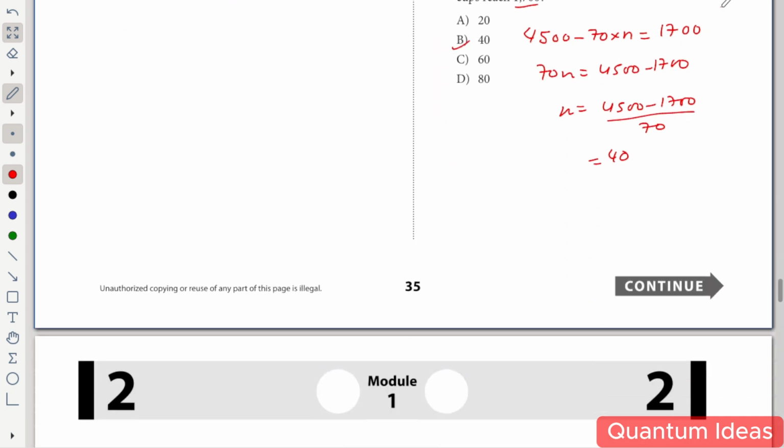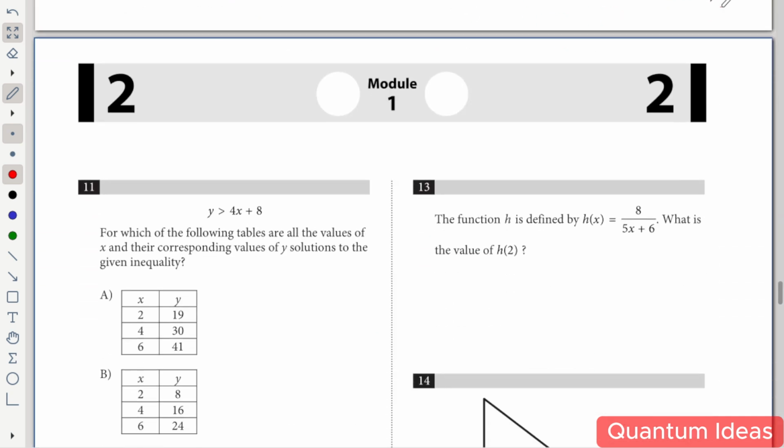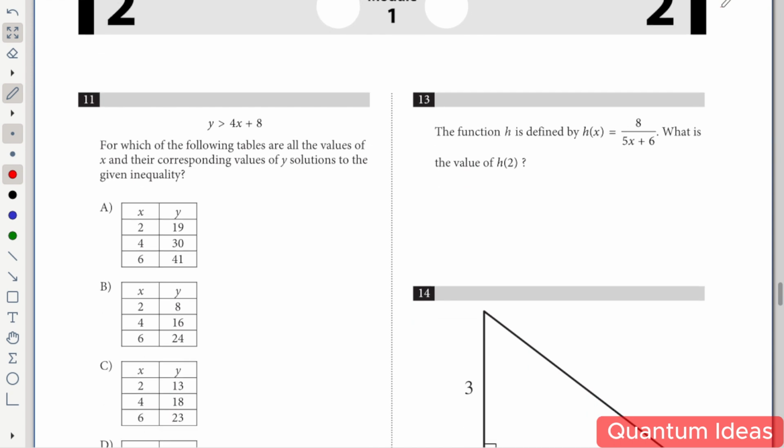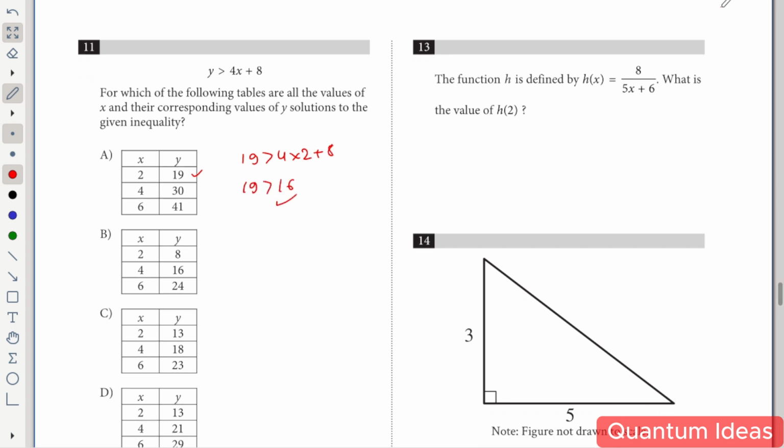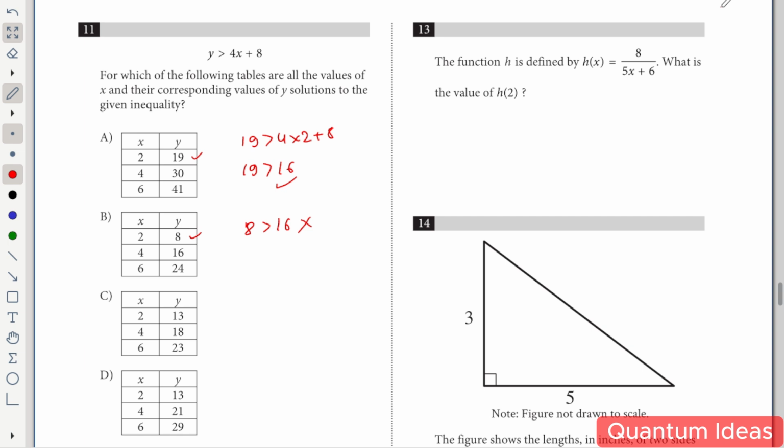So let's move to number 11. We are given some linear inequality. You can directly plug in and check. Let's check this one. y is 19, so 19 is greater than 4 times 2 plus 8. That is 19 is greater than 8 plus 8, which is 16. That is true. Let's check this one. y is 8. 8 is greater than 4 times 2, which is 8, plus 8 is 16. That is not valid.